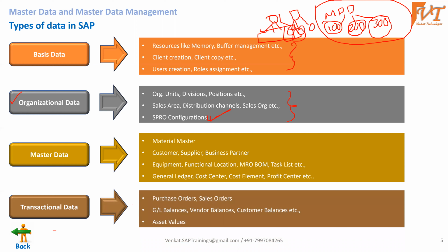And we have the transactional data. Once this master data is in place and successfully created, the actual transactions will begin: purchase orders, sales orders, general ledger balances, vendor balances, customer balances, asset values, etc. There is so much transactional data. I just listed very few on this slide. Not only these are available in SAP, there are still many; these are just a few examples.